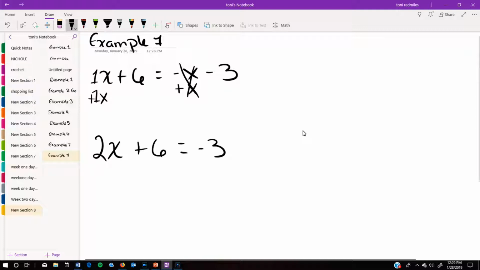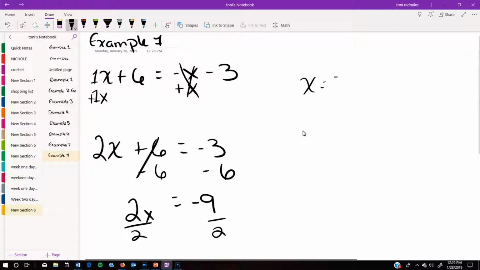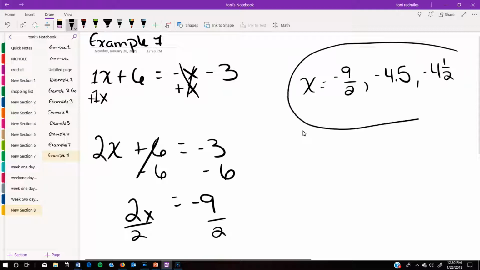Okay, so the 6 is being added to the x, so I'm going to subtract it on both sides. It's going to be 2x. This becomes a 0. Negative 3 minus 6 is a negative 9. This is being multiplied, so I divide on both sides. And my answer is x equals negative 9 over 2, or I could say that is negative 4 1/2, or negative 4.5. They all say the same thing.